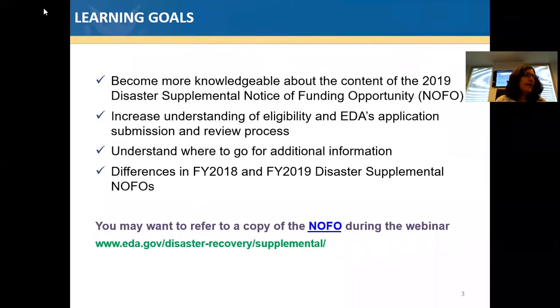The fourth goal here, some of you may be familiar with our disaster supplemental funding from last year. We are in a unique situation where we have two disaster supplementals open at the same time. So one of the things we are going to talk about today is what are the similarities and what are the differences between these two funding opportunities.